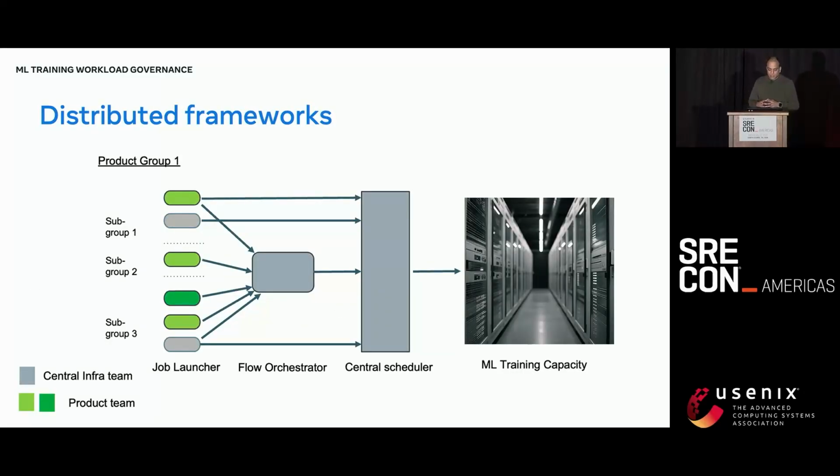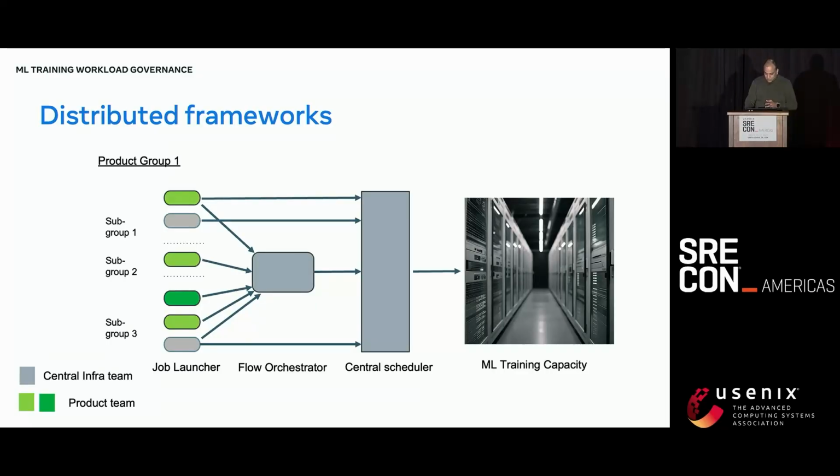Let's dive into the distributed nature of the ML training stack itself. There are many ways at Meta to launch these jobs. Some are built by central teams, certain ones built by groups. Some folks are launching jobs from Python notebooks. There are all different ways. And this is actually a simplified diagram. It goes through a flow orchestrator and then goes to a central scheduler that sits in front of ML training capacity.